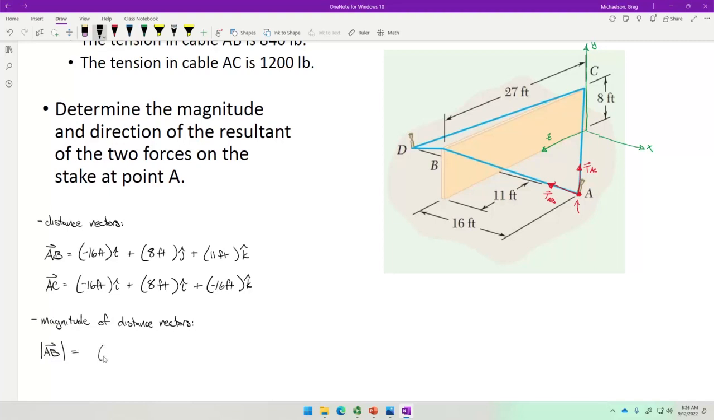Well, we have negative 16 feet squared plus 8 feet squared plus 11 feet squared. And we take the square root of all of that. What do we get for that?